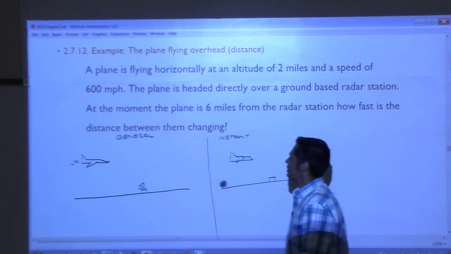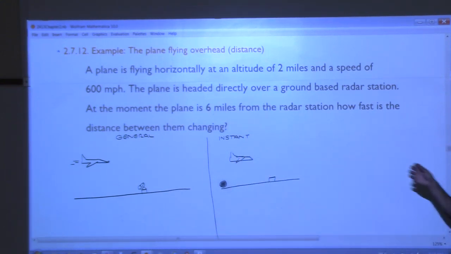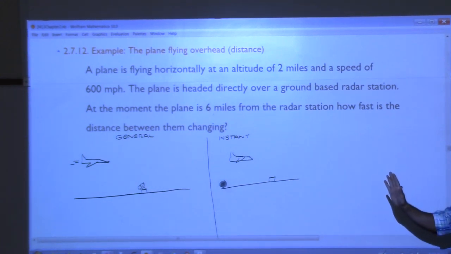All right. So can anybody help me label any of these pictures or add anything to them that would include some information that I have? The height of the plane is 2 miles. The height is 2 miles. Is that going to change in either of these pictures?